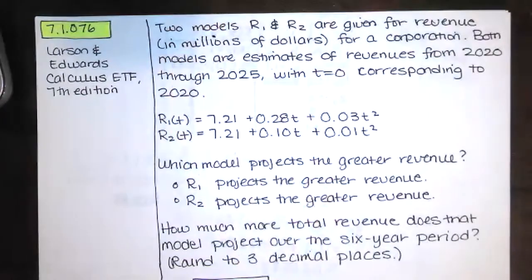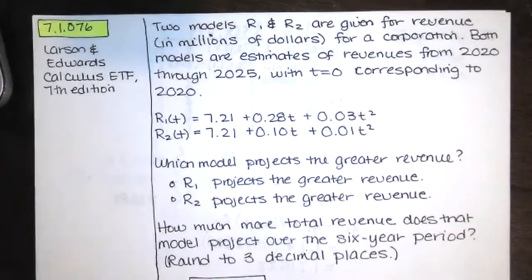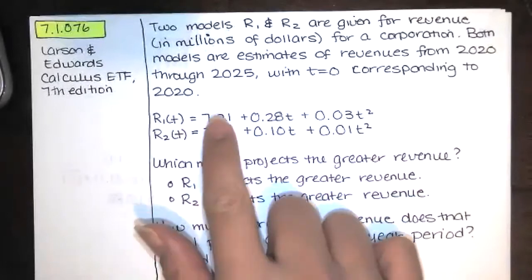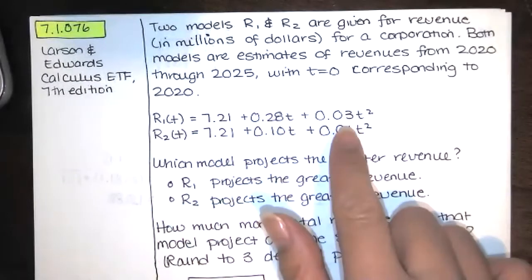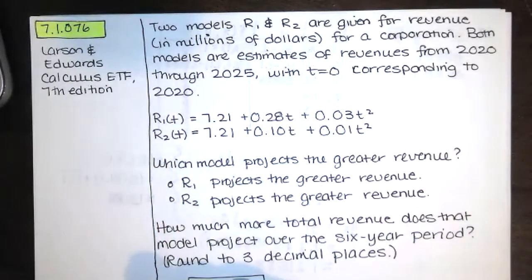In millions of dollars for a corporation. Both models are estimates of revenues from 2020 through 2025 with t equals 0 corresponding to 2020. So here's our first model. Notice you've got a constant plus a constant times t plus a constant times t squared. That's just a quadratic function.